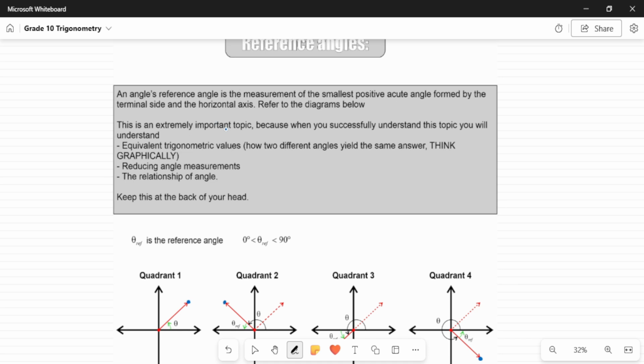This is an extremely important topic because when you successfully understand this topic, you will understand equivalent trigonometric values, how two different angles yield the exact same answer. I will explain this when we discuss functions again. Again, functions coming to the rescue, understanding things from a graphical standpoint. Reducing angle measurements. We'll understand reducing angle measurements and the relationship of angles. Keep this at the back of your head when we are working with trigonometry. So these are things that I will elaborate on as we walk through the course.